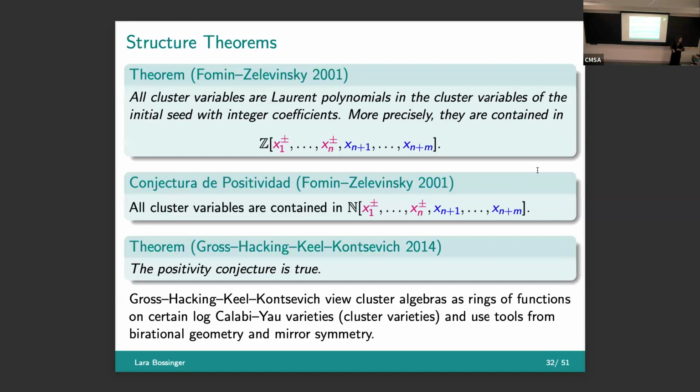And Gross, Hacking, Keel and Kontsevich completely changed the point of view on cluster algebras and considered them as certain rings or certain functions on certain log Calabi-Yau varieties that are called cluster varieties, and used tools from birational geometry and inspiration from mirror symmetry to, in fact, turn the coefficients into a counting problem. So we now know, more importantly, that the positivity conjecture is also true.